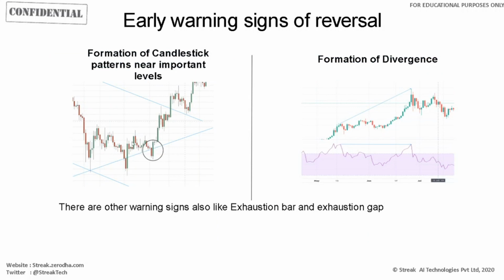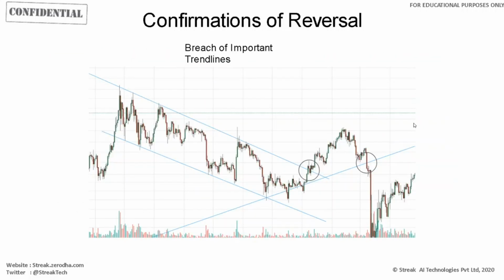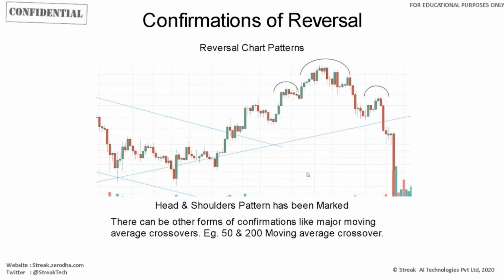You can see this is the same stock where we saw candlestick patterns. We saw an RSI divergence as well. We can see chart patterns forming. We can see different trend line breakouts. So these are certain confirmations of reversals that you can use.